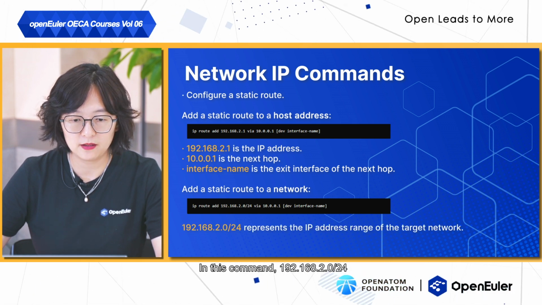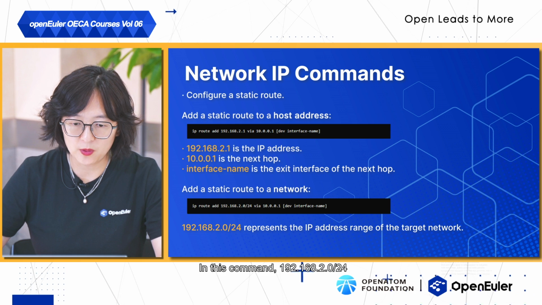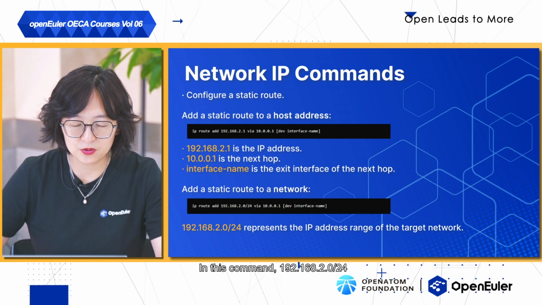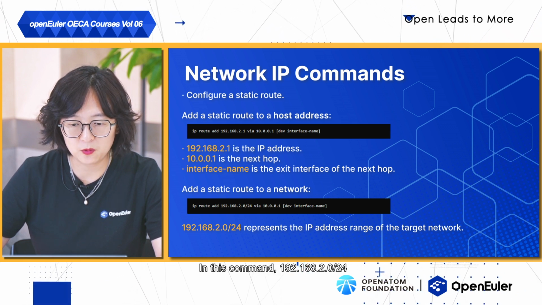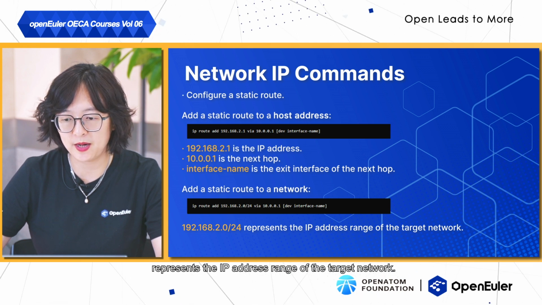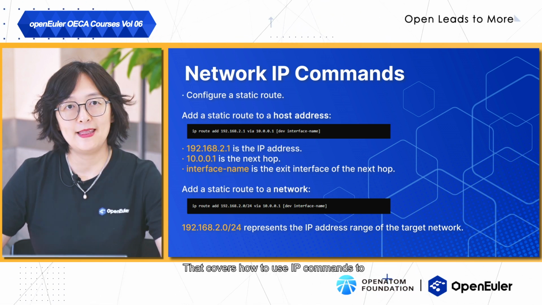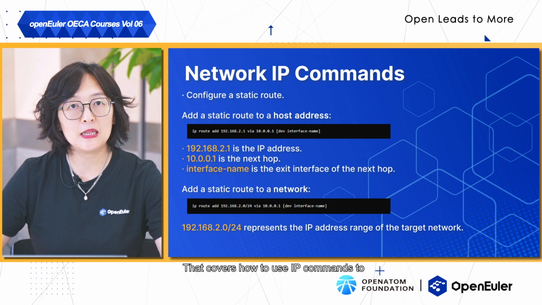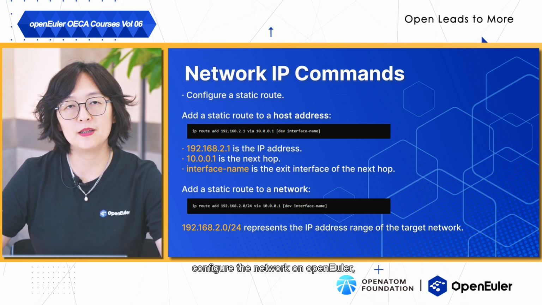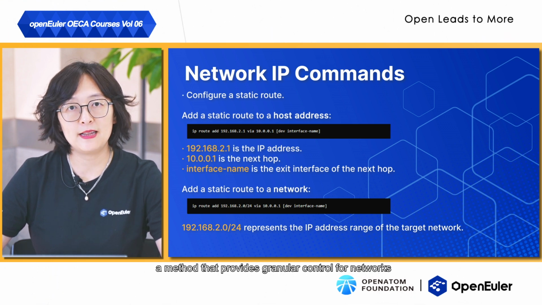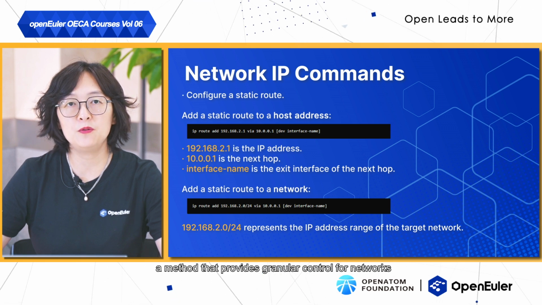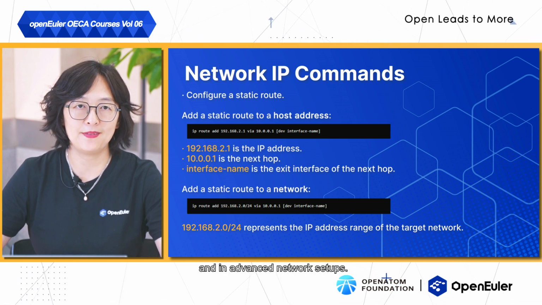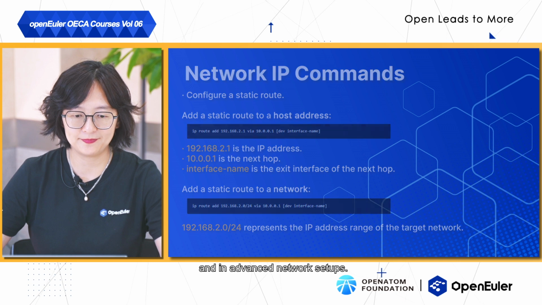In this command, 192.168.2.0/24 represents the IP address range of the target network. That covers how to use IP commands to configure the network on openEuler, a method that provides granular control for networks and in advanced network setups.